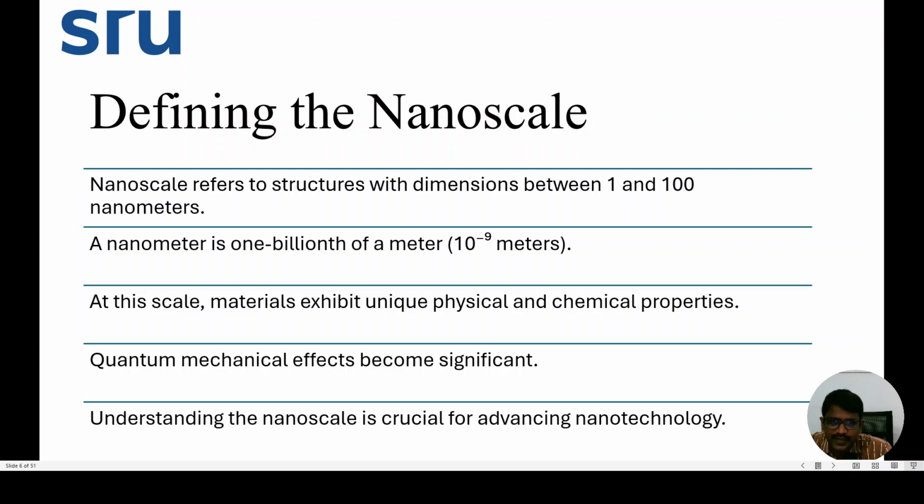And why does it behave like that? The major difference is that at the nanoscale, quantum mechanical effects become significant. In coming slides or next lectures, we will see the quantum confinement effect. This quantum confinement effect is one of the major reasons for the different behavior of the material at nanoscale.